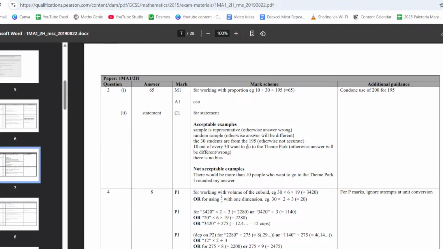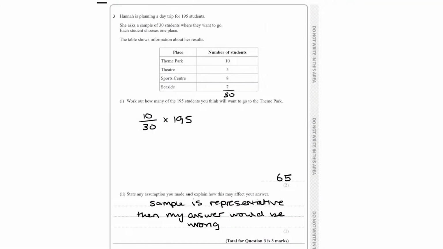10 out of every 30 students want to go to the theme park. That's kind of the same wording as representative, but without using the word representative. Otherwise, answer will be different and wrong. There is no bias, that kind of thing. You can see here there would be more than 10 people. We can't really assume less or more because we don't know to that much detail.